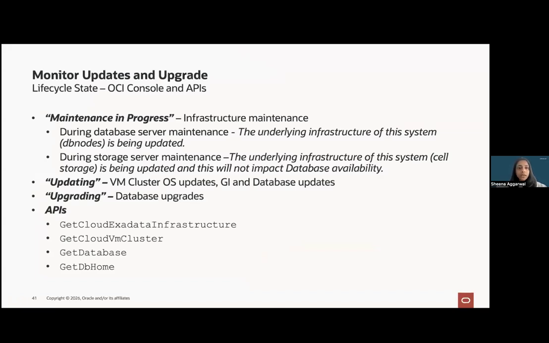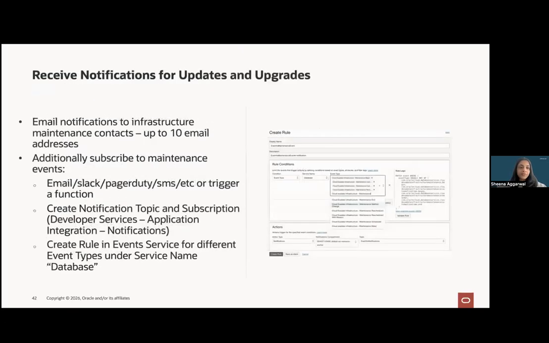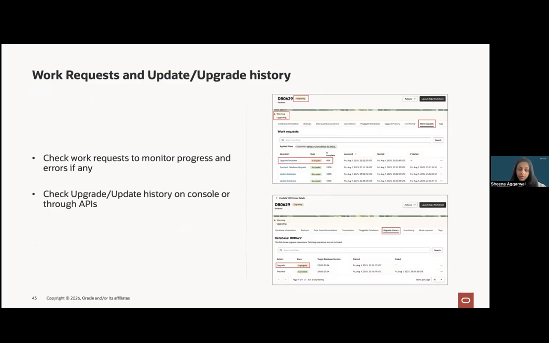You can also use APIs to automate your monitoring, which are get cloud Exadata infrastructure, get cloud VM cluster, get database, and get DBO. When you do this, you'll also see the current status of these resources, so you should be able to monitor it from there as well. And then you can add your own alarms or dashboards or whatever else you need on top of those notifications and metrics. So that's how you can enable automatic notifications.